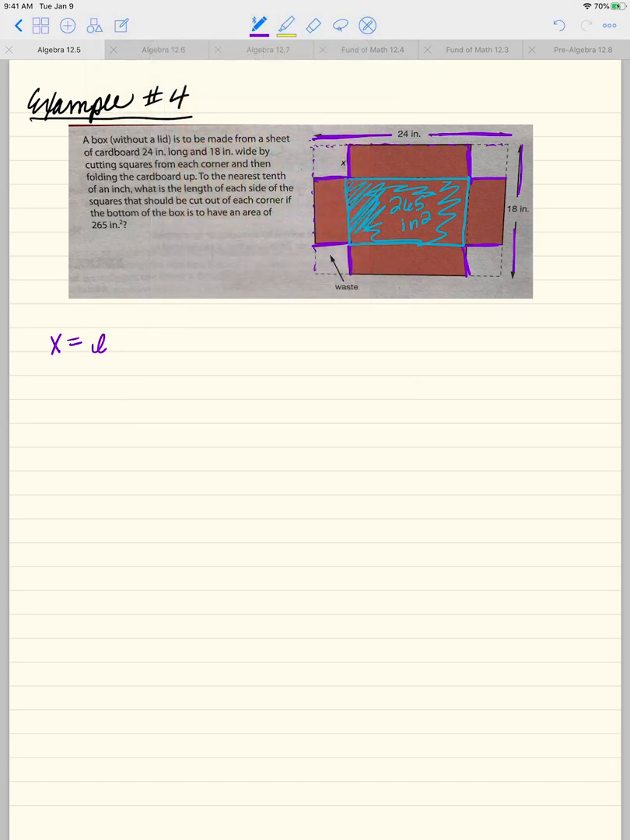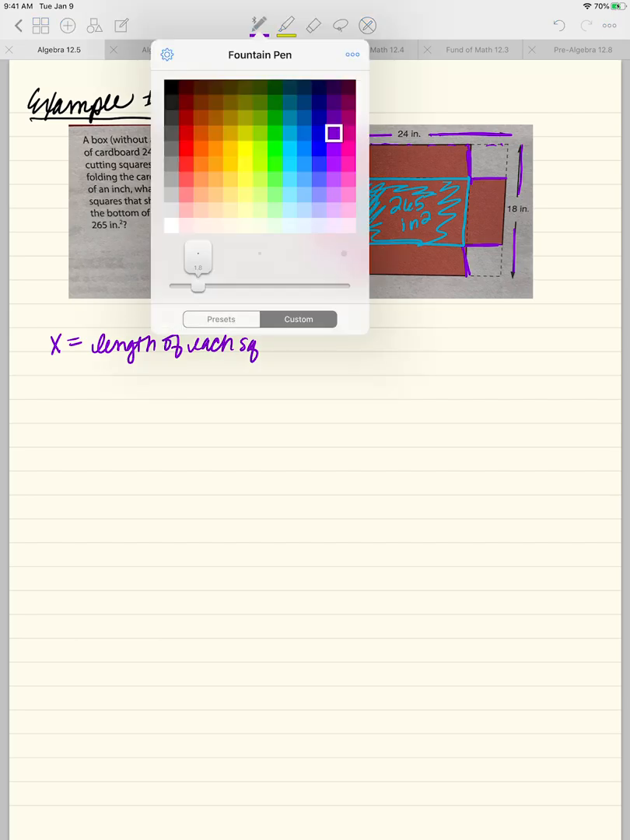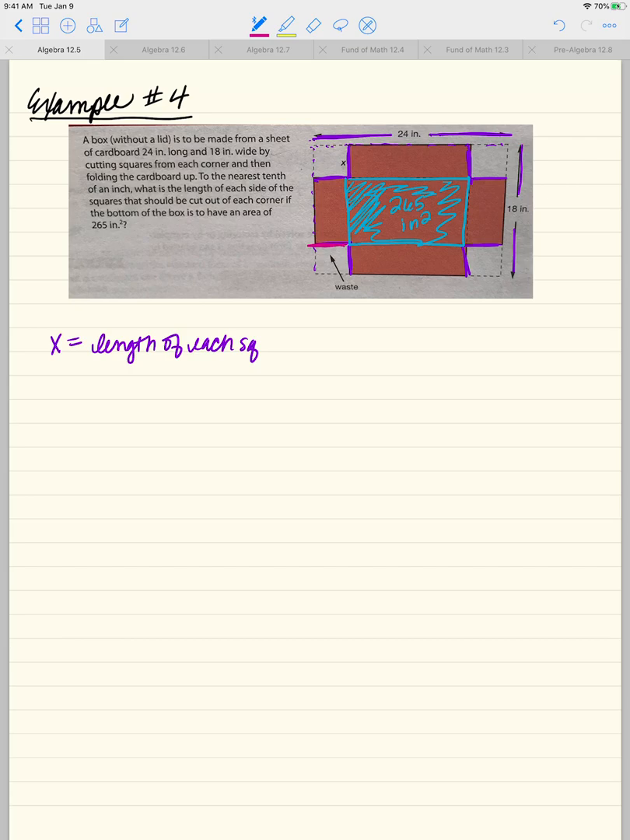X is the length of each square that we are going to cut out, okay? The bottom of the box, I have an X here and an X here. So how many X's do I have? I have 2 X's.